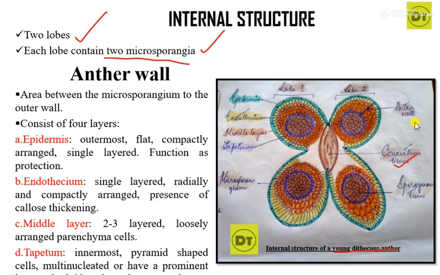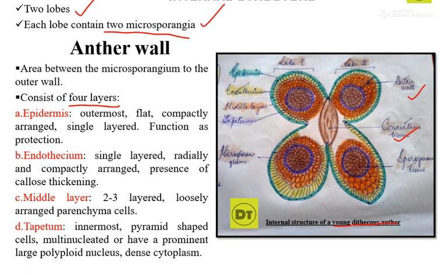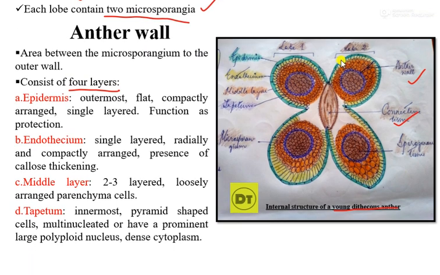Now see, the space or the area between the microsporangium and the outer wall is known as the anther wall. This anther wall contains 4 layers. You can understand it by the clear differentiation of the colors. The 4 layers are named epidermis, endothecium, middle layer and tapetum.